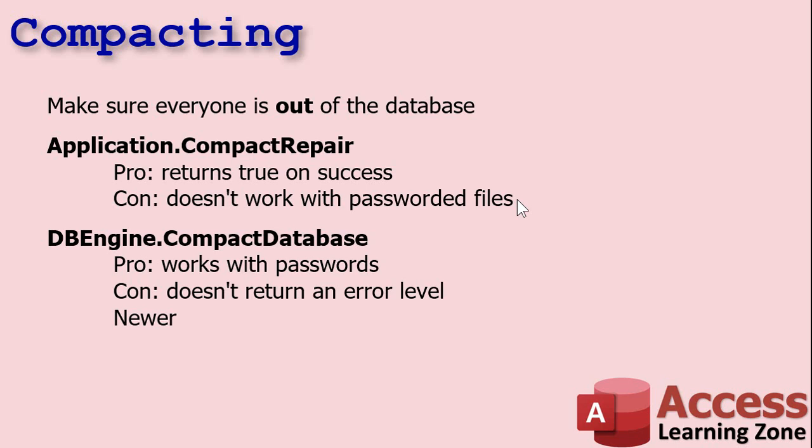You have to use the second method, which is DBEngine.CompactDatabase. This will work with password protected files. In fact, you can even use this to change the password. It's kind of weird. But it doesn't return an error level. You can do error handling around it. You can trap an error and then do something accordingly. But that's one of the reasons I like CompactRepair, it just gives you a true or false if it's successful or not.